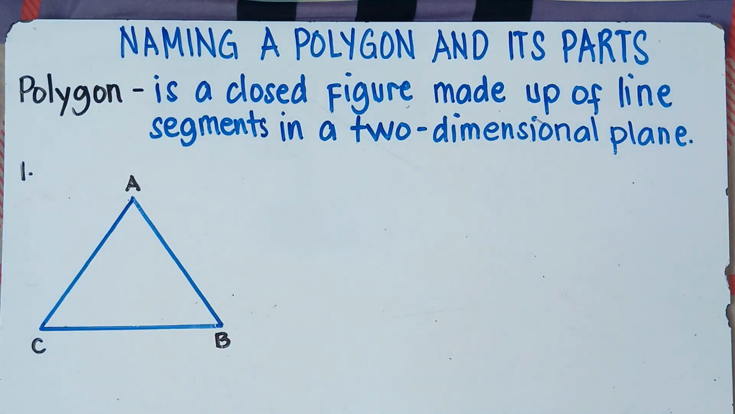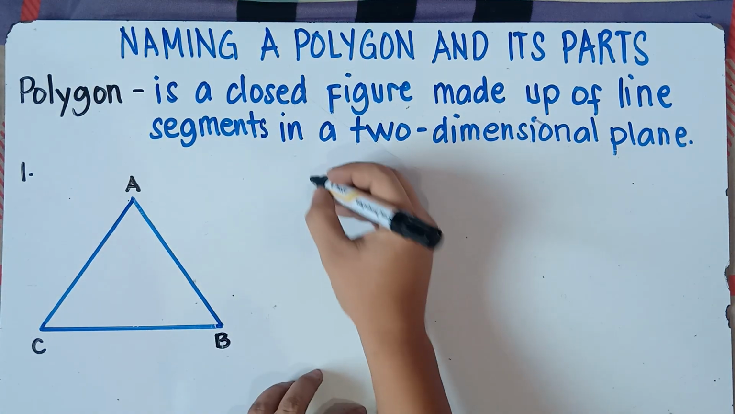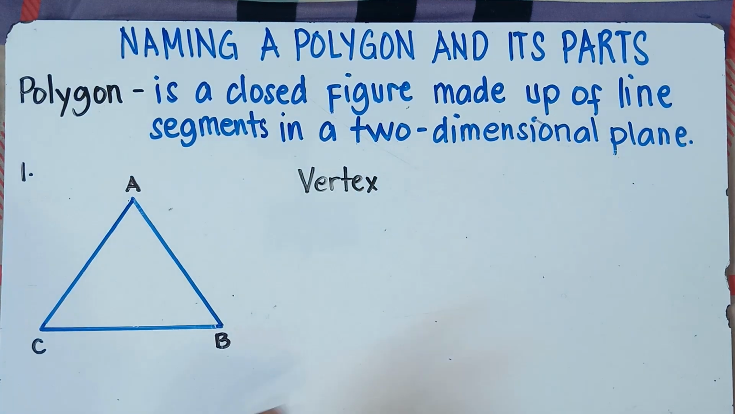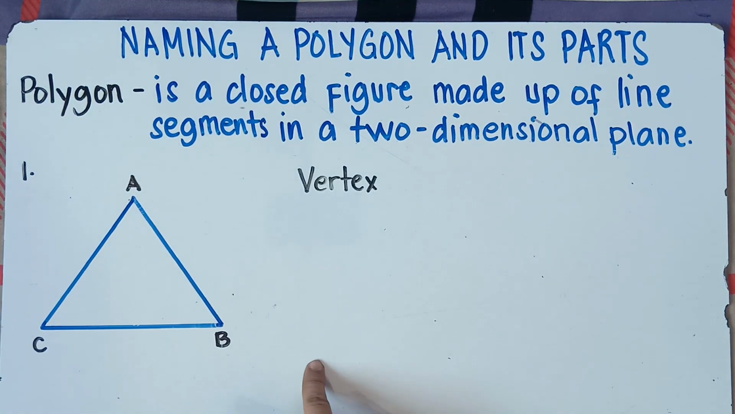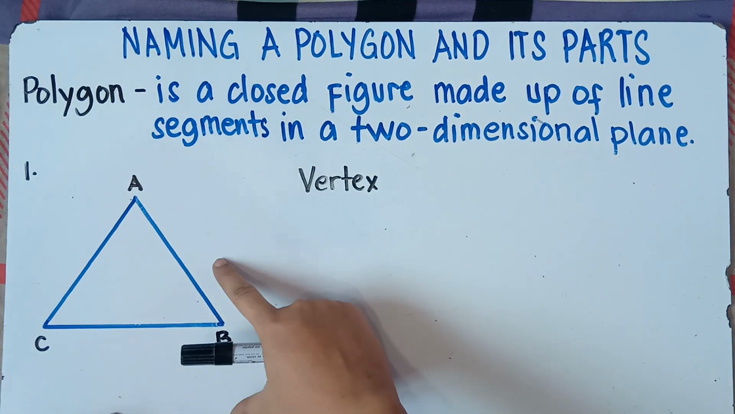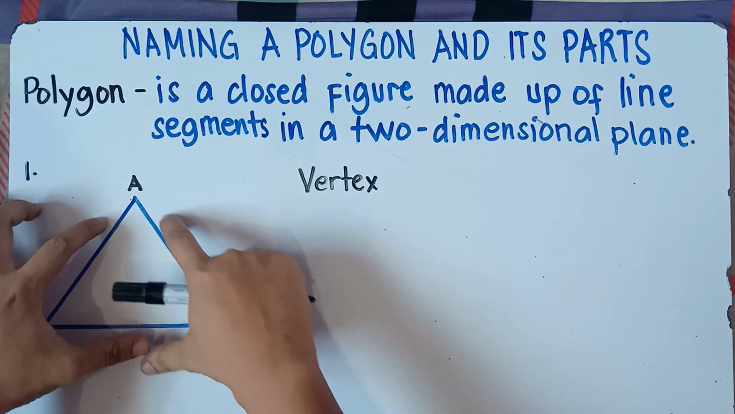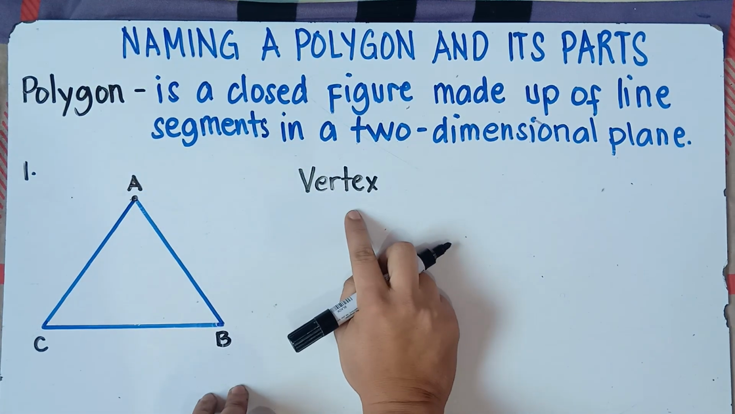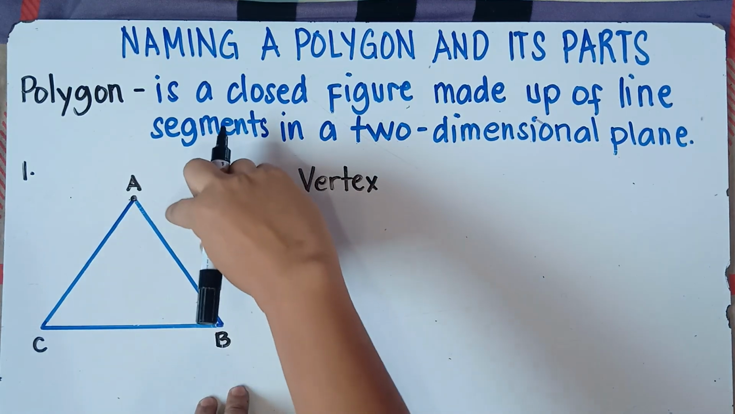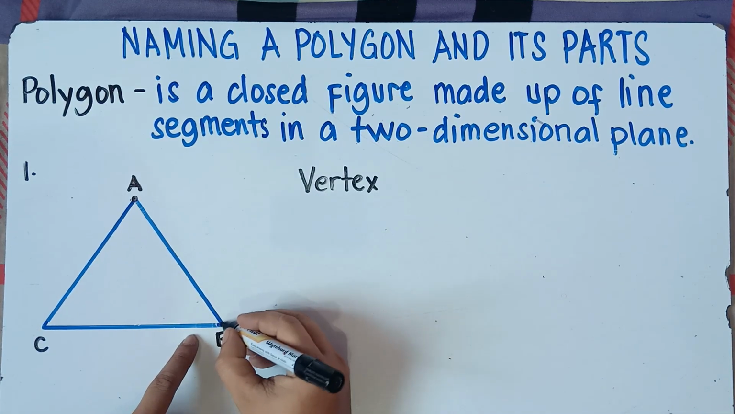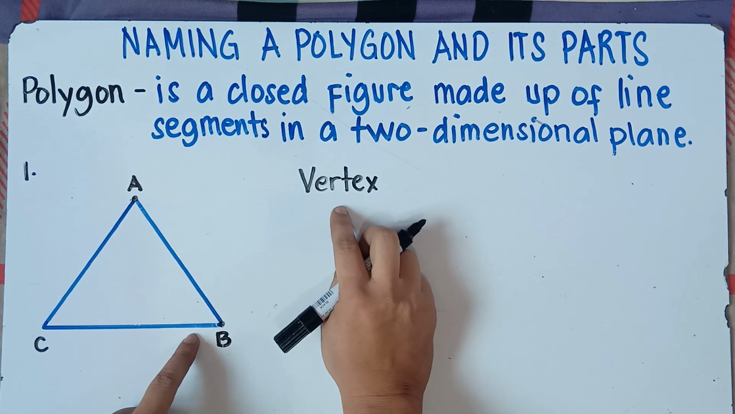The first part of a polygon is what we call the vertex. Now, sir, what is a vertex? A vertex is a point on a polygon where the sides or line segments meet. If this side together with this side meet, we can form a point, and this point right here is what we call the vertex. Same with this one, this side together with this side, when they meet, they form a point, and this point is what we call the vertex.